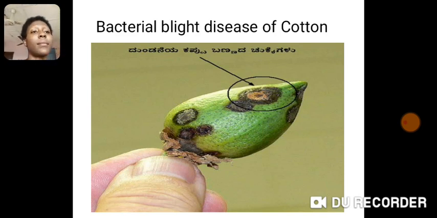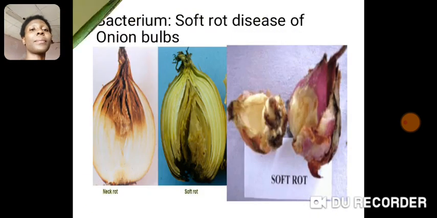But when it's affected by a bacterium species that causes this bacterial blight disease, this is what the cotton fruit will look like. Instead of looking all green without blemish, uniformly all green, it's having wrinkles, it's having spots and damp patches, as you can see in the picture. So this is a diseased cotton fruit.